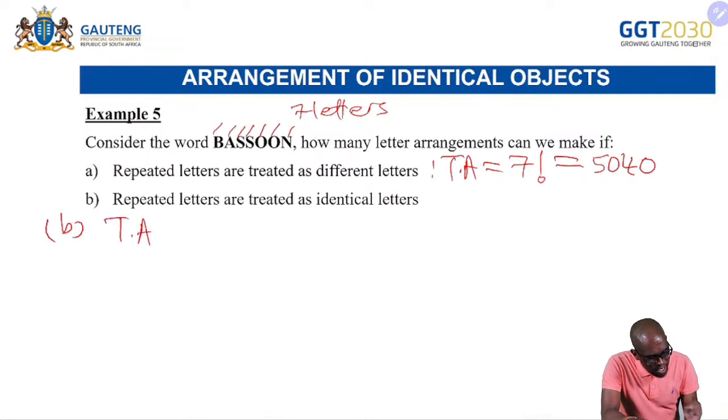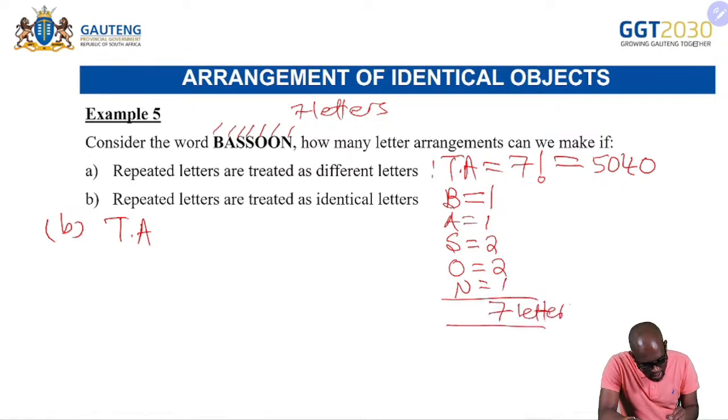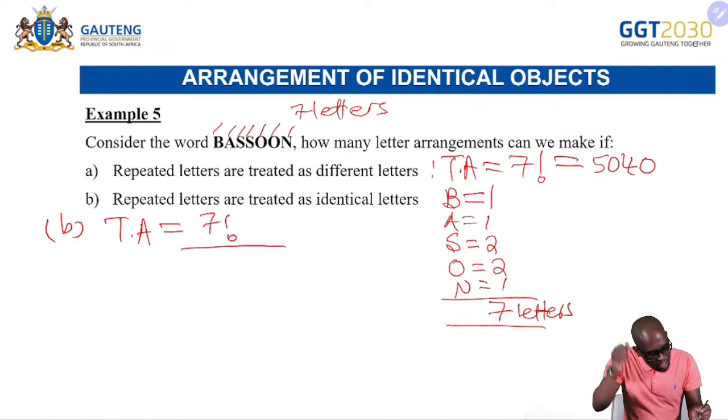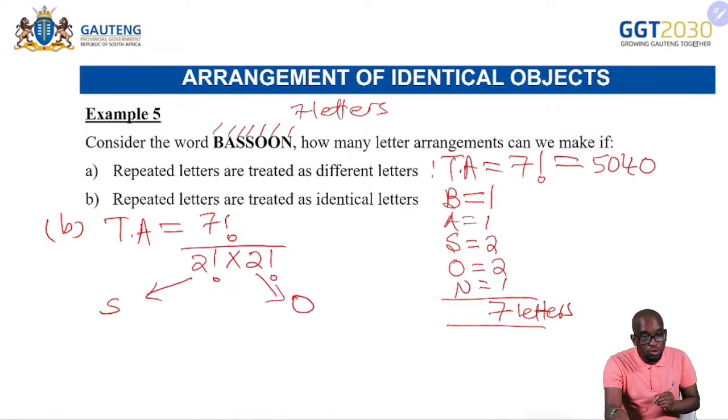we check now our sample space. We have 1 B, and 1 A. Letter S, we have 2 of them. Letter O, we have 2 of them. Then letter N, we have 1. This gives us a total of 7 letters. So the total arrangement would be 7 factorial, divided by those that are repeated. We are repeating letter S and letter O. So this would be 2 factorial for letter S times 2 factorial for letter O. Those are the repeated letters.